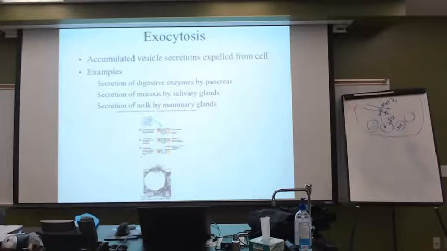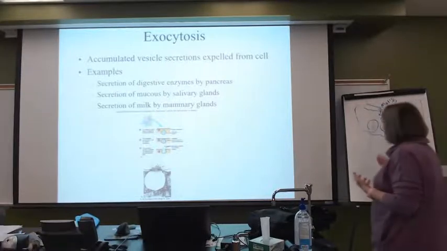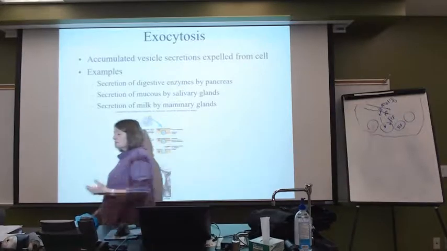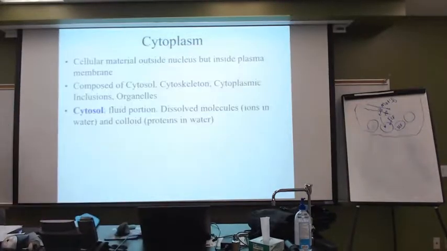So exocytosis, exo meaning exit, to move out, okay? The cells of the body have to take their product and get it to the other side of the plasma membrane. Good examples are the digestive enzymes, mucus from salivary glands, secretion of milk by mammary glands. Whether we're talking about a nerve cell, the cells produce a product, and the goal is to make sure they get their product to the outside of the cell.